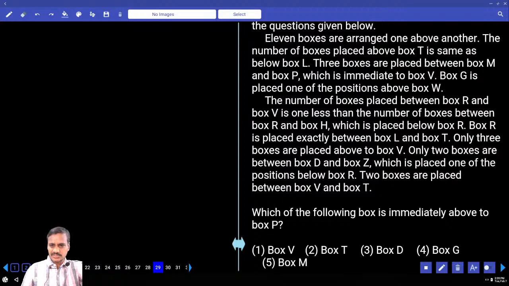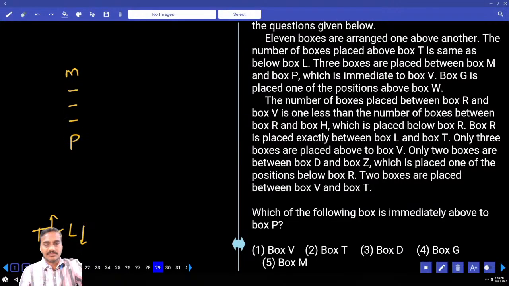And 11 boxes, number of boxes placed above T is same as below L. Right, above T is same as below L. And 3 boxes are placed between M and P, P which is immediate to V. How many are in between M and P? 3 in between. If M is here and 1, 2, 3, P is here.